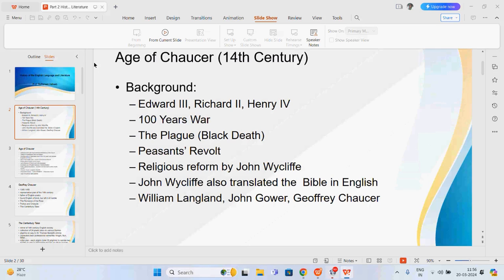In English poetry, one important aspect is the introduction of the English sonnet. The English sonnet is also referred to as the Shakespearean sonnet. Shakespeare did not introduce it. He popularized the use of the English sonnet.